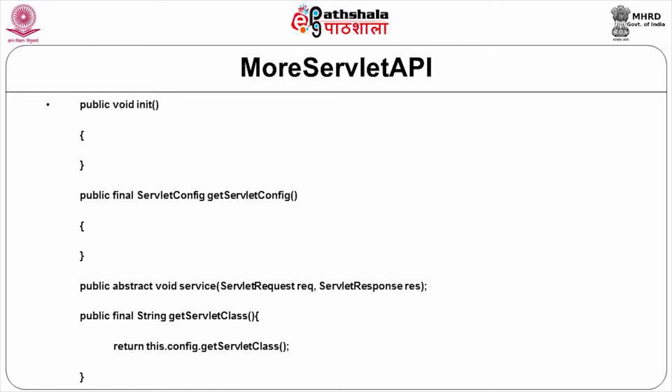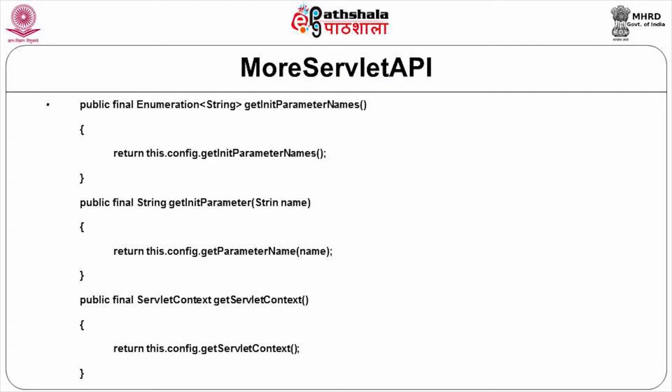Fine. Same way, we have the next method of the ServletConfig, which is getInitParameterNames, returning Enumeration of String. So, we will make this final again. So, we have public final returns Enumeration of String, getInitParameterNames, no parameters, implementation again just forward it to the ServletConfig object. So, it would be return this.config.getInitParameterNames.